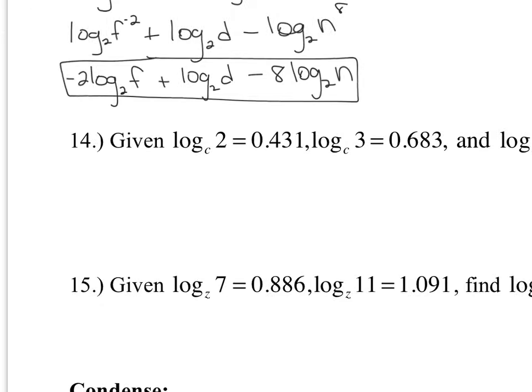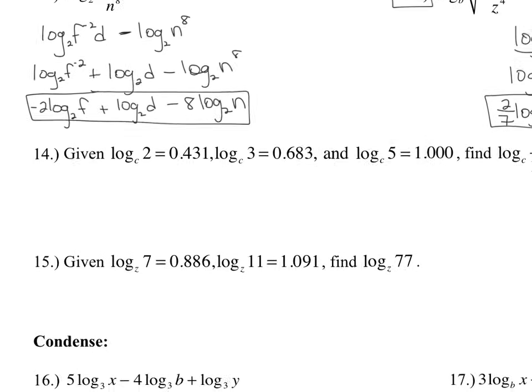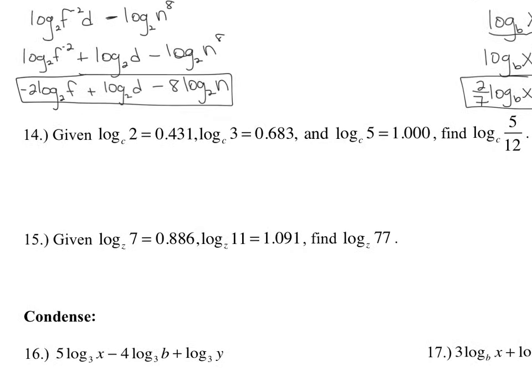For number 14, also one that I put on your accelerated math, I put on here because you will see it, so 14 and 15 are pretty similar. For this problem, we're given that the log base c of 2 is equal to, and they give us an approximation, 0.431. We don't really know what the base is, nor do we really need to at this point. And we know log base c of 3 is 0.683, and the log base c of 5 is equal to 1. Again, that varies, and this is just given information.